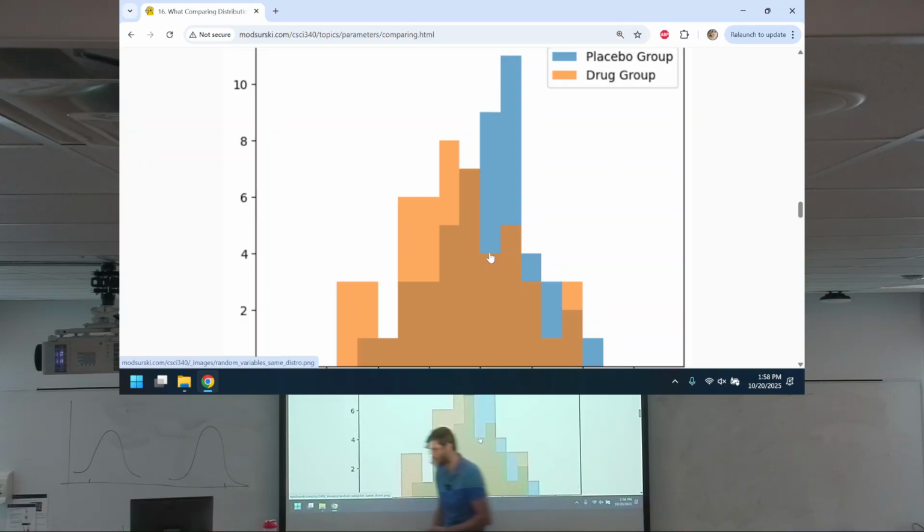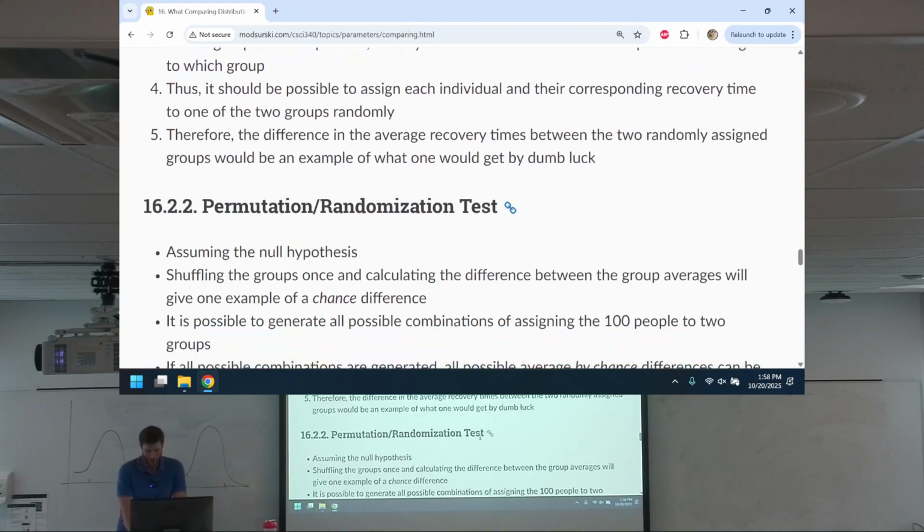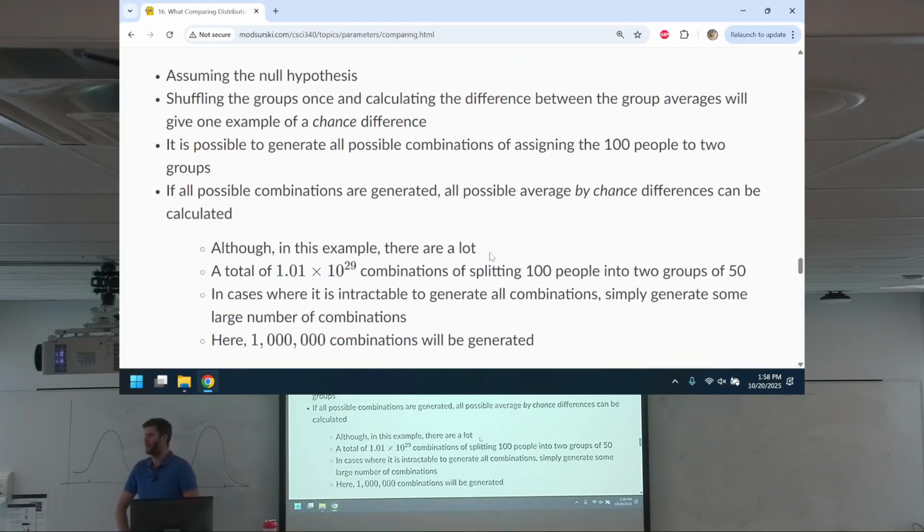So, assuming the null hypothesis, if there's no difference, shuffle the groups. Take all 100 people, shuffle them, and put 50 of them over there and 50 of them over there, right? I don't care if they had the placebo group or not. I don't even care anymore because of the null hypothesis. It shouldn't matter. So I'm going to randomly assign 50 people to each group, regardless of if they actually got the drug or not, okay?